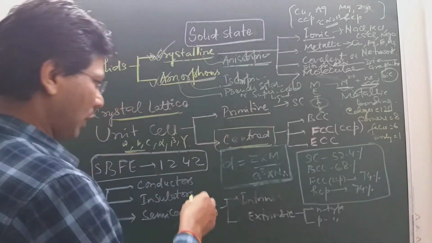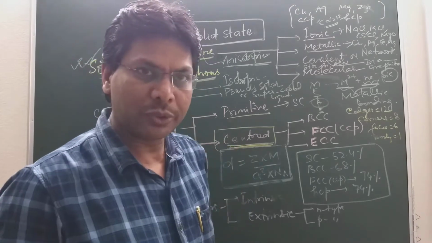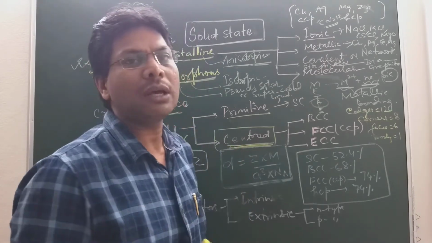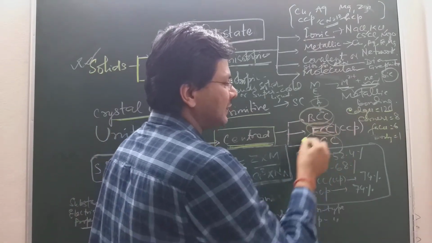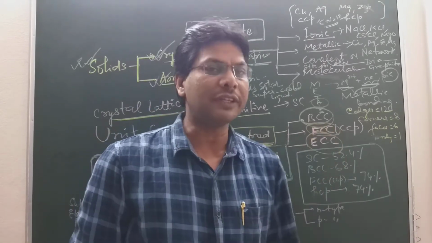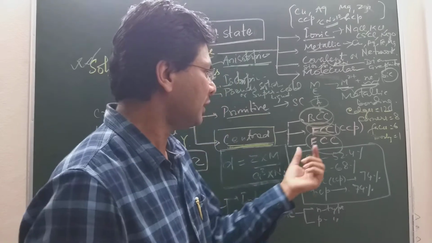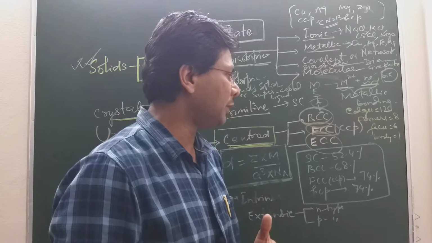Now coming to centered unit cells. As I told you, centered unit cells are those which have atoms at corners as well as some other places. There are 3 types: BCC, FCC and ECC. BCC is called body centered cubic unit cell. FCC is called face centered cubic unit cell. It is also called CCP, cubic close packed structure. ECC means end centered cubic unit cell.